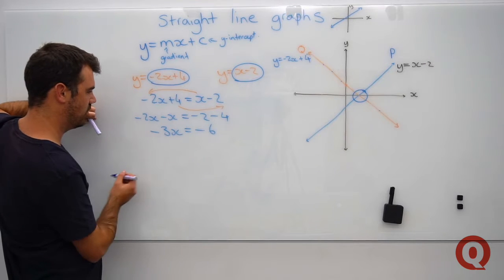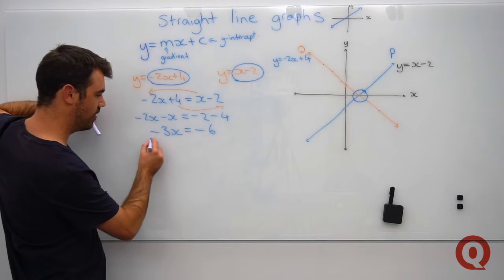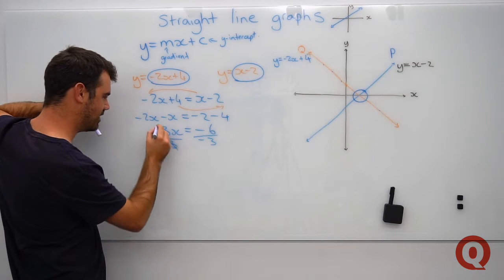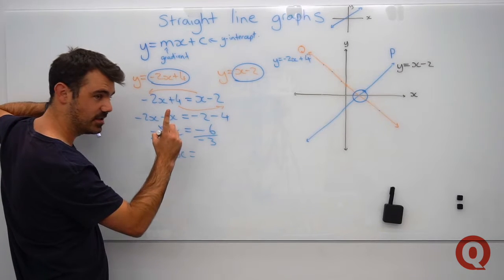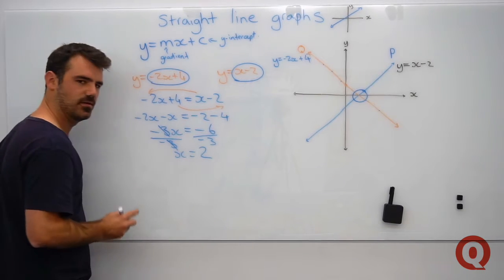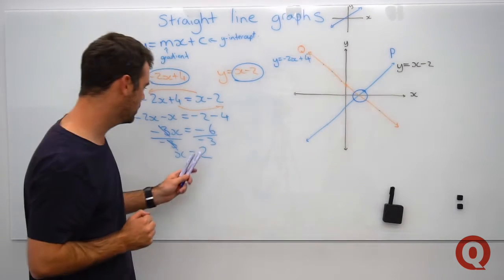So, now, what do I know about this? Divide by negative 3. Divide by negative 3. Cancels, cancels. X is equal. What's a negative divided by a negative? Positive. Don't ever forget that. And 6 divided by 3 is 2. So now I know the value of x at that point over there is going to be 2.